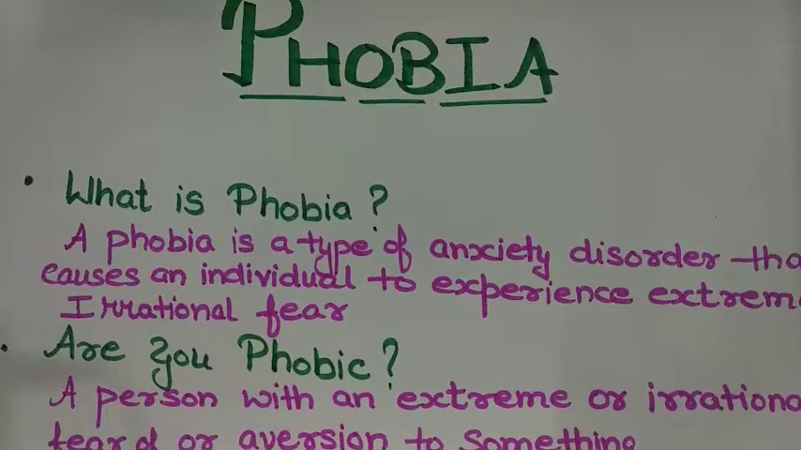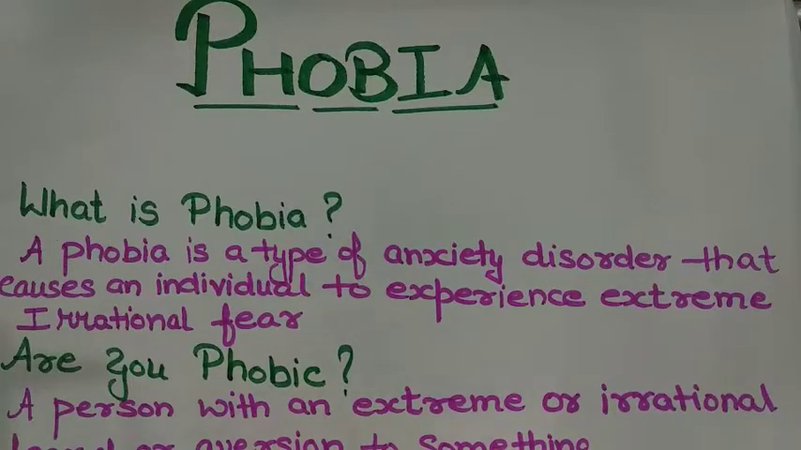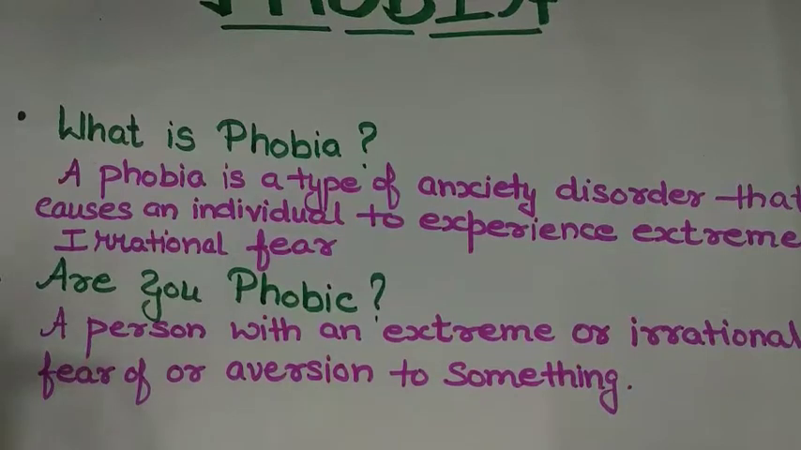So now, what is the meaning of phobia? Here I'm telling you again that phobia is a type of anxiety disorder that causes an individual to experience extreme irrational fear. Such fear can be from water, lightning, books, plants, etc. Because such a fear is so irrational. If a person is experiencing such an extreme or irrational fear or aversion of something, then that person will be called phobic.